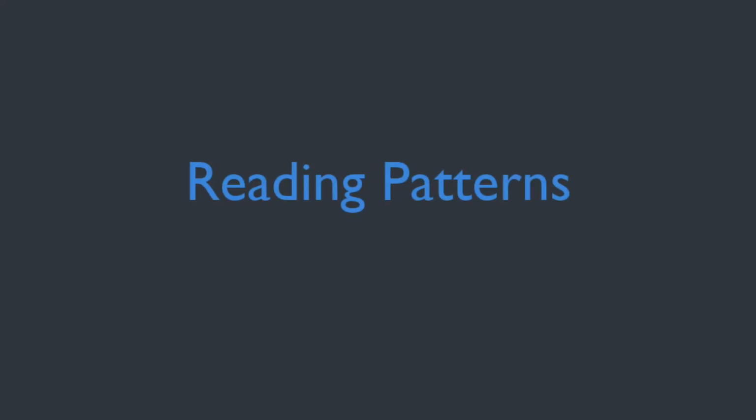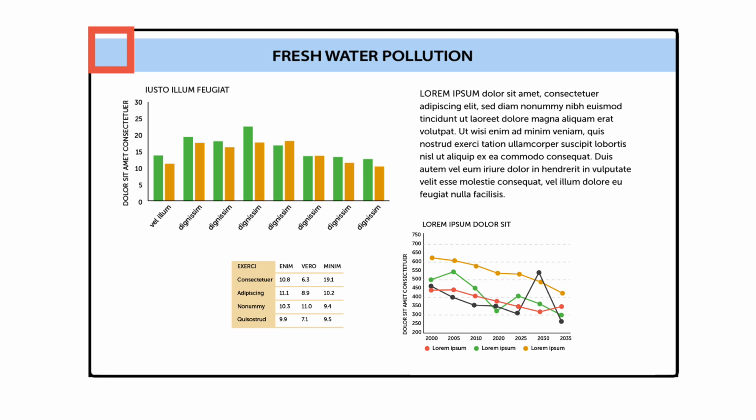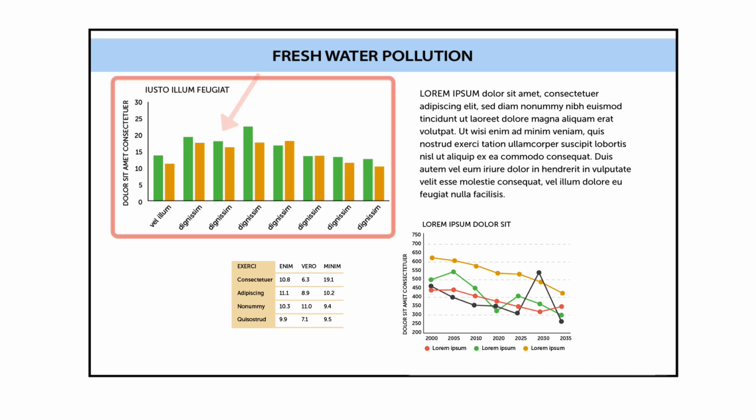Let's review reading patterns. The most basic reading pattern begins at the top left of a layout and moves horizontally across. Here the viewer will find the title of the slide in bolded text. Students will almost certainly read the heading first before continuing to scan the rest of the slide. Next, the reader will go down and to the left where they will encounter a chart.